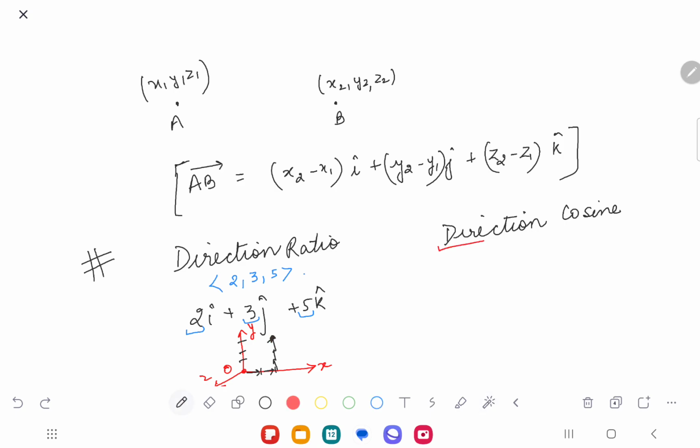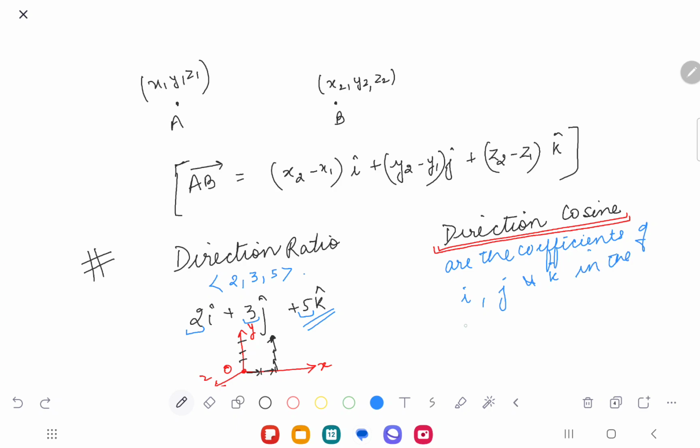Yes, ma'am. Now similarly, when we are talking about direction cosine, what exactly do you think it would be? Tell me. Direction cosine basically means what? That if I have the same vector, right? Direction cosines are the coefficients of i cap, j cap, and k cap in the unit vector. In the unit vector. You understand?